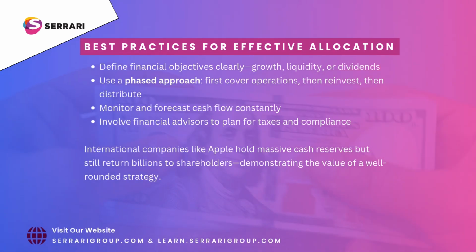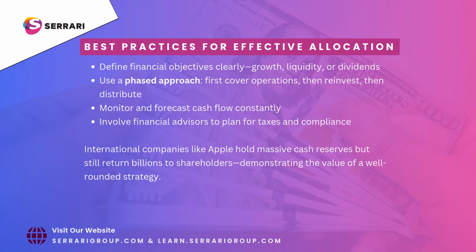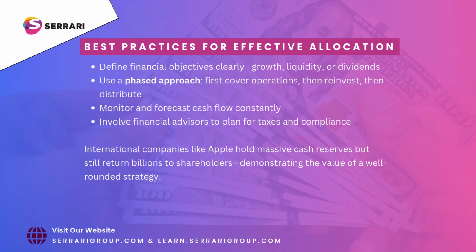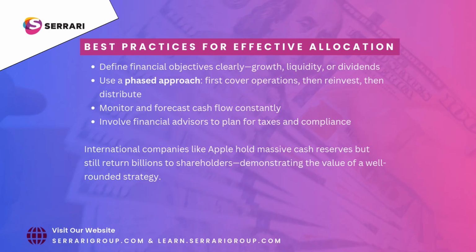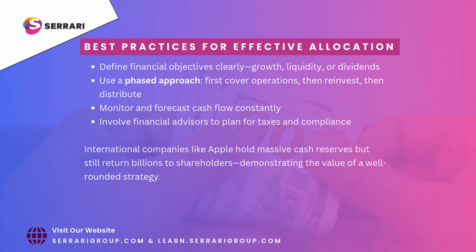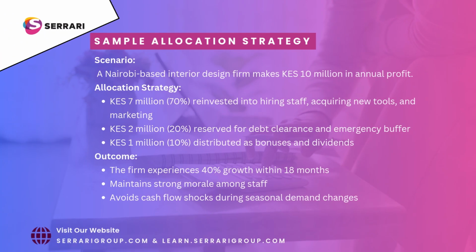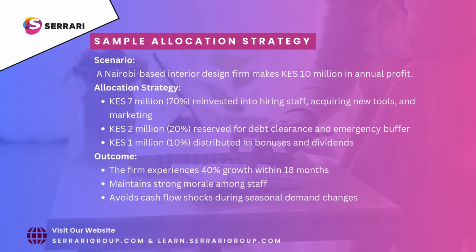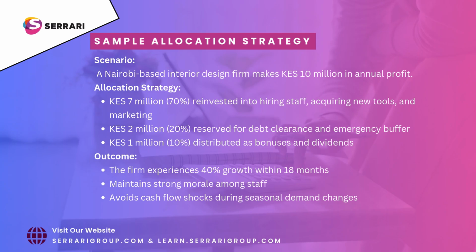Best practices for effective allocation. Define financial objectives clearly: growth, liquidity, or dividends. Use a phased approach: first cover operations, then reinvest, then distribute. Monitor and forecast cash flow constantly. Involve financial advisors to plan for taxes and compliance. International companies like Apple hold massive cash reserves but still return billions to shareholders, demonstrating the value of a well-rounded strategy. Sample allocation strategy. Scenario: a Nairobi-based interior design firm makes 10 million Kenyan shillings in annual profit.